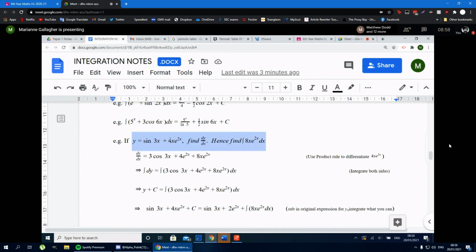So for dy dx, you're just going to differentiate this. Okay, so that's 3 cos 3x. This one is very complicated, I don't think they give you something like this. This one you'd have to use the product rule for.